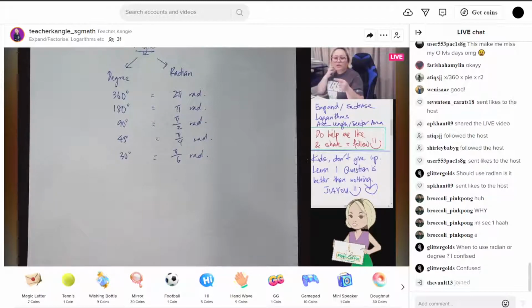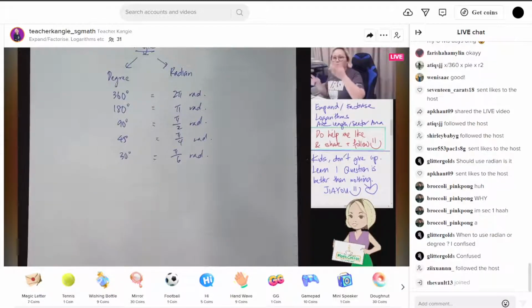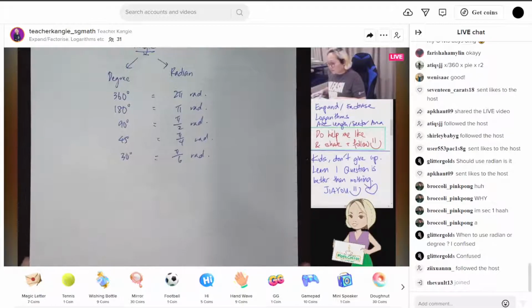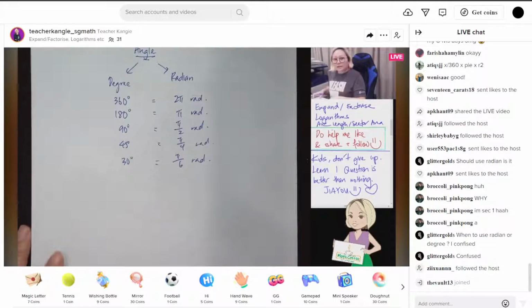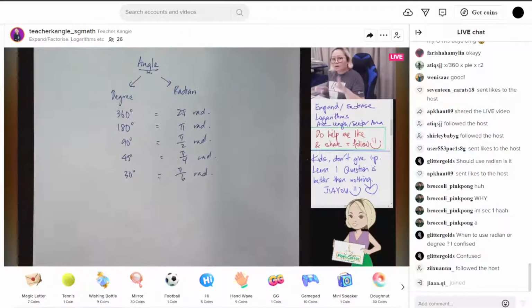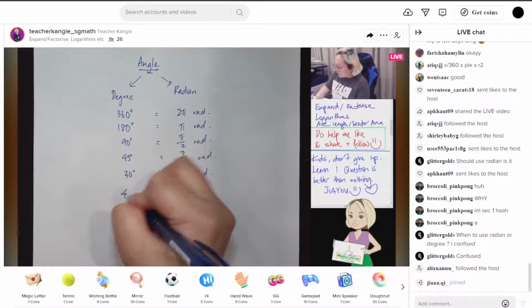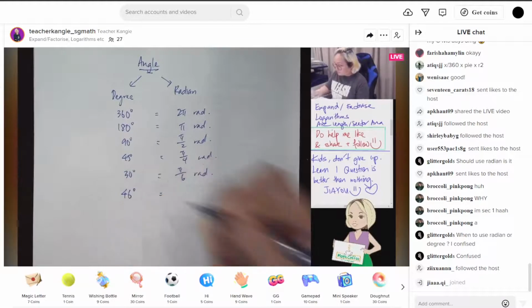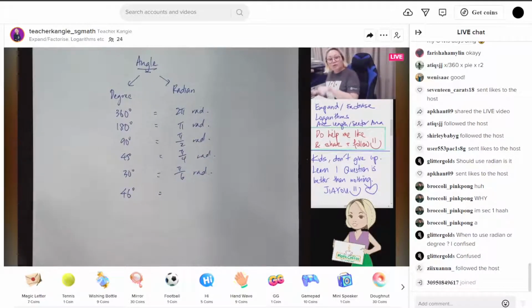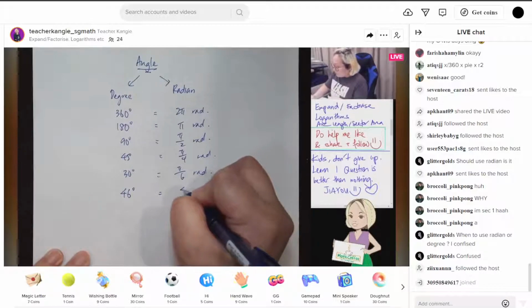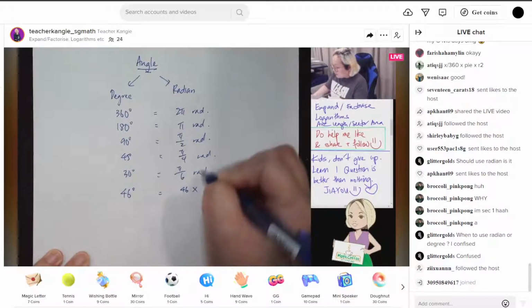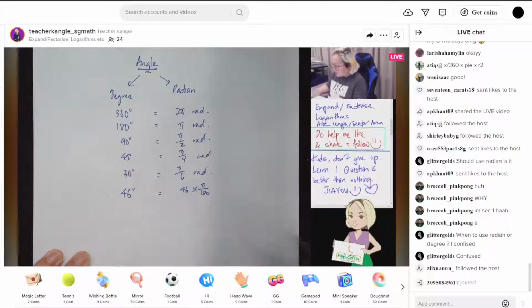Of course, in Sec 1, how are you going to understand this one? This one is learned in Sec 3, arc length and sector area. Now the next thing is, you need to know how to convert between degree and radian. Let's say, for example, I have 46 degree and I want to change to radian. I'm going to do 46 multiplied by pi over 180. Remember, when you want to convert to radian, you multiply by pi over 180 degree.